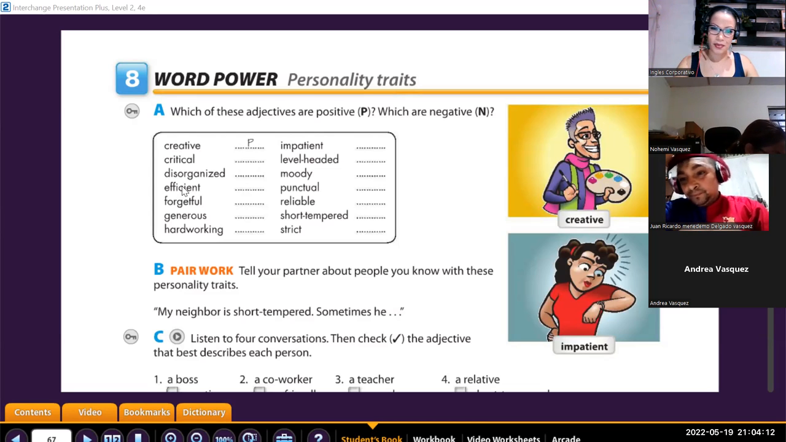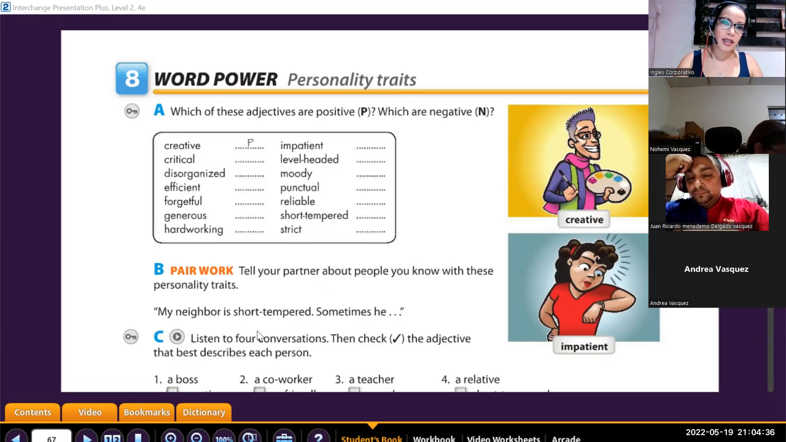Positive slash negative. Yes, that can be both. Puede ser ambos, ¿verdad? So yeah, in some cases that can be a positive thing, but it doesn't apply for everything to be strict. Sometimes it's good, sometimes it's bad. It depends. Okay, so you did a nice job with this exercise.